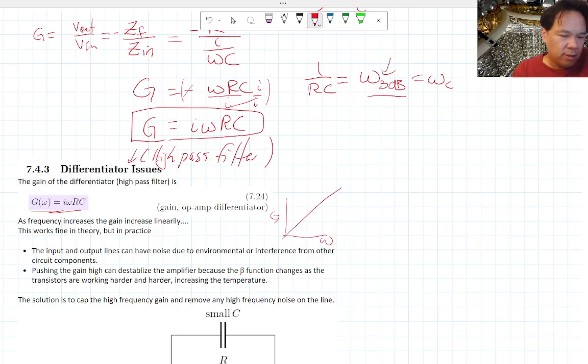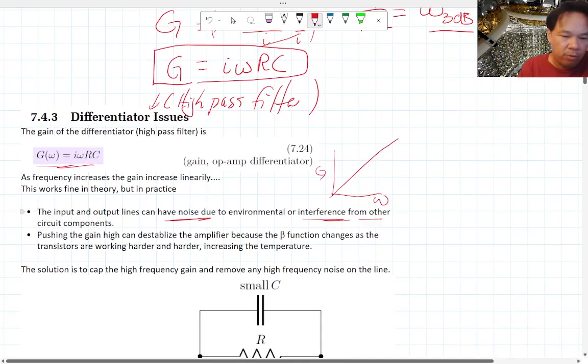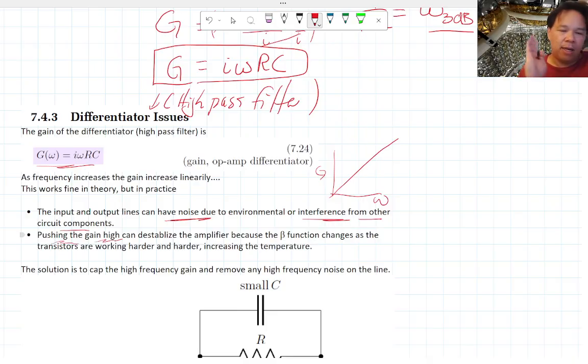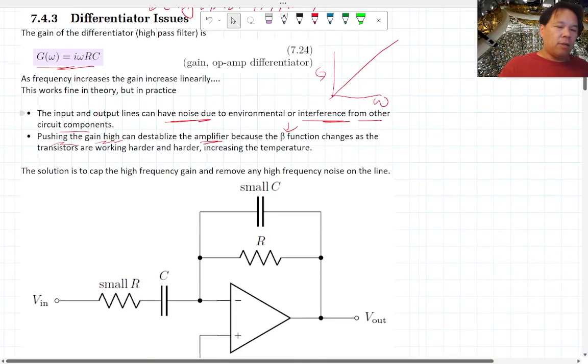Okay, so one of the things with this is that as the frequency increases, the gain increases like this. That's what it's supposed to do in theory, but in practice, your input is going to have some noise in it due to environmental issues or just interference from other parts of your circuit. Pushing very high gain through an op-amp will cause your amplifier to destabilize, meaning it doesn't have a good open loop gain anymore, because this beta function is going to start changing. The harder you work this amplifier, the more the temperature will increase, and then this beta just changes, either increasing or decreasing, and it's really hard to predict what that's going to do.